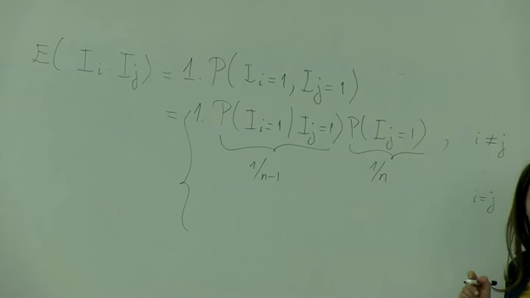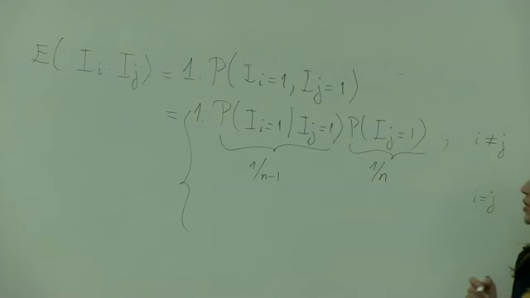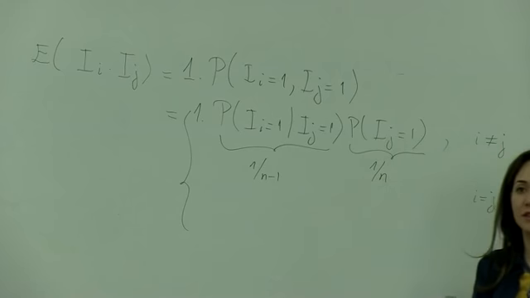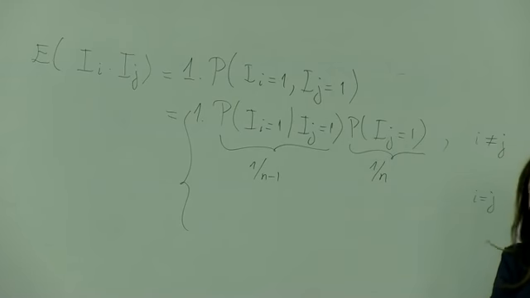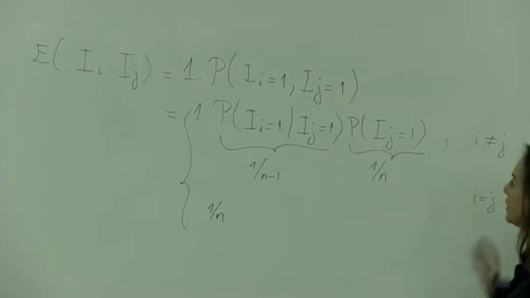1 plus 1 over n minus 1. 1 plus, that would be too much. So it's just 1 over n. 1 over n, right. Because I_i squared is 1 if and only if I_i is 1. And that happens with probability p, which is 1 over n. Okay, great. So we got this.